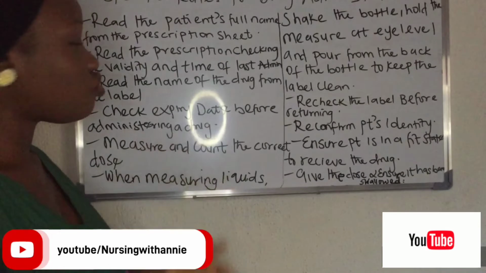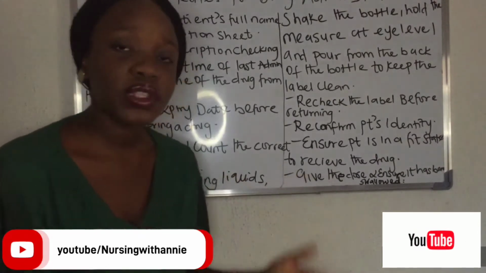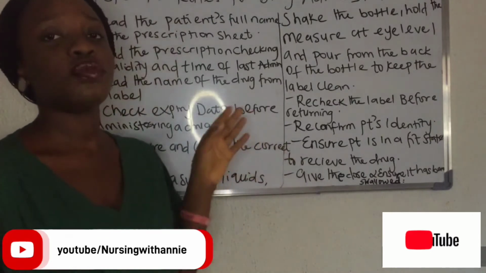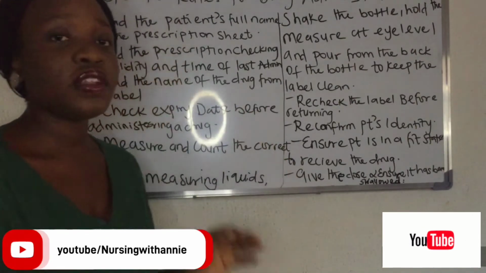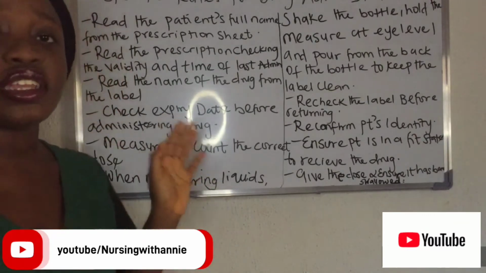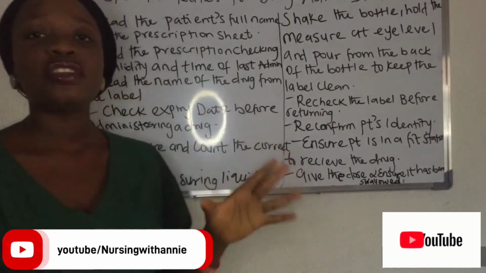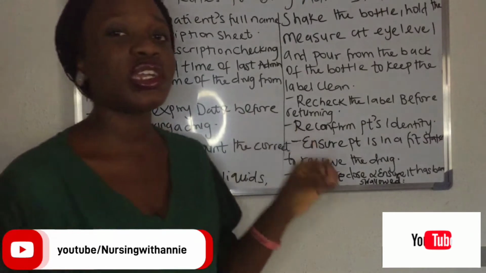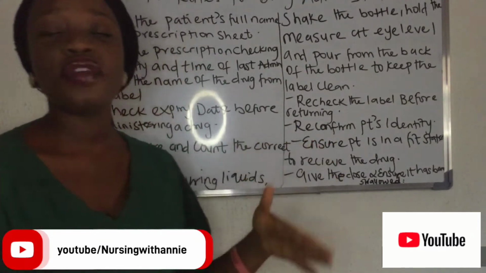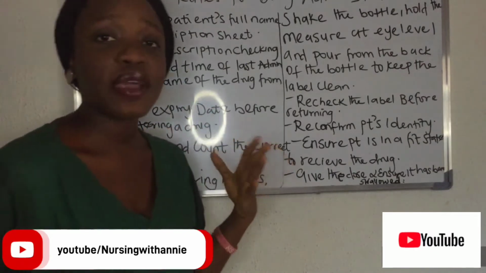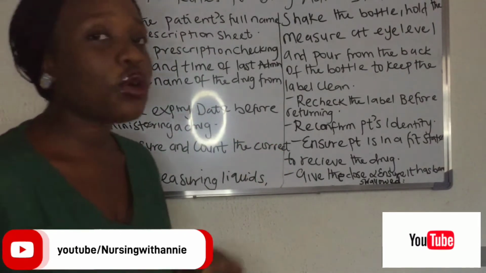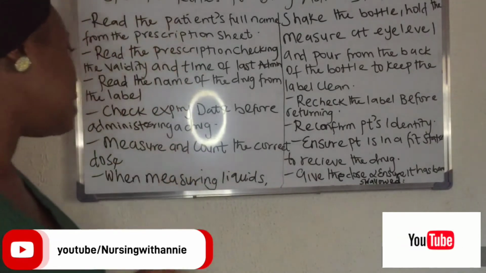Then, read the name of the drug from the label. It is very important, so as not to mix up drugs. You have to read the drug from the label to know that you are giving the right drug. Check the expiry date before administering a drug. Always make sure to check the expiry date, so as not to give an expired drug. It is very common, giving expired drugs. You might not know, so before you administer any drug, do well to check the expiry date.